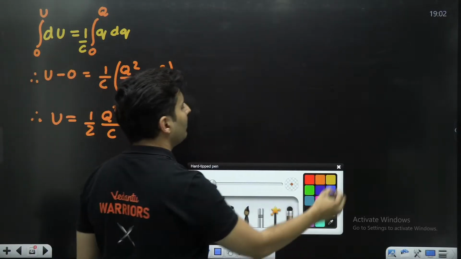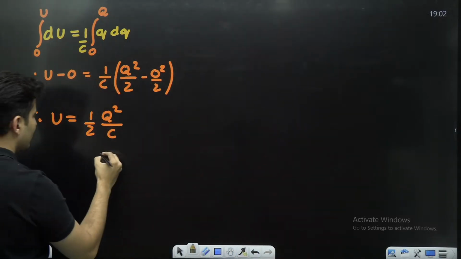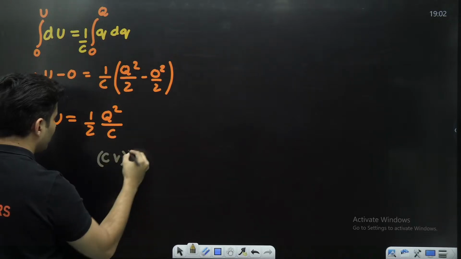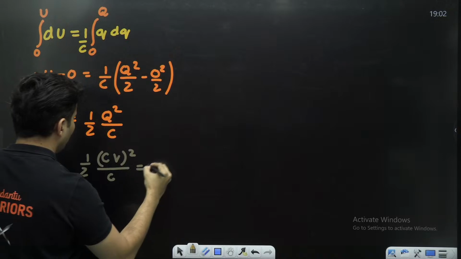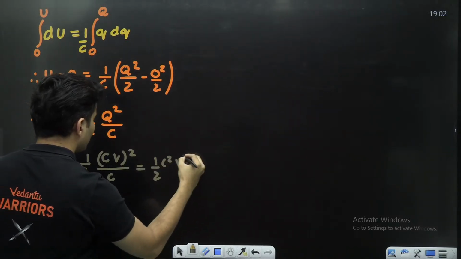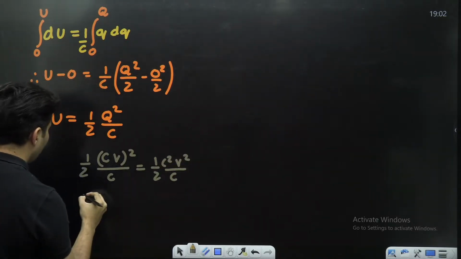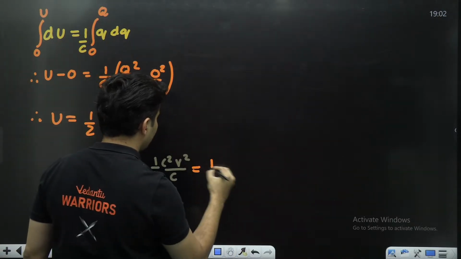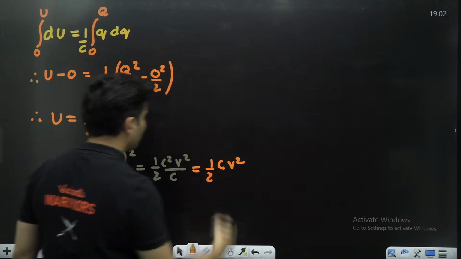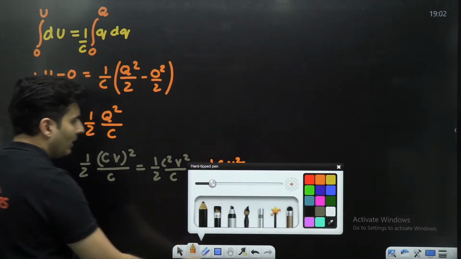But we can do it in more forms. Charge was capacitance into voltage. So hence it will become half C square V square by C. Therefore, I can also write it as half C V square. Also, we can do one more thing.